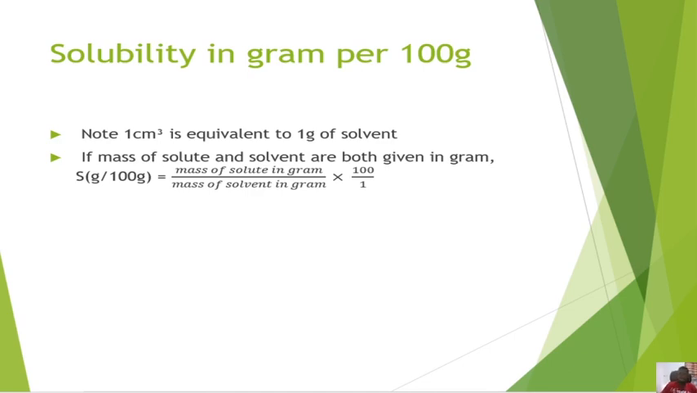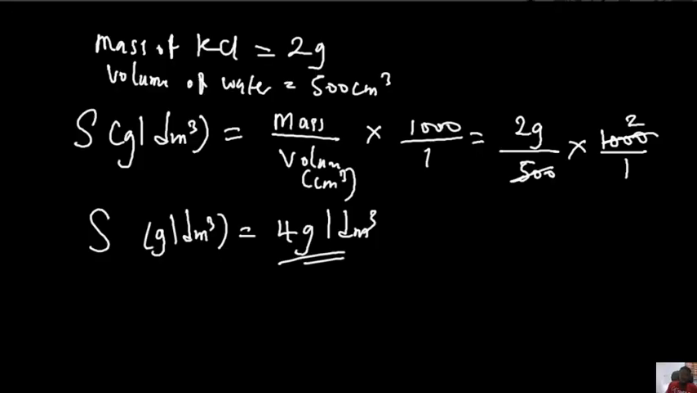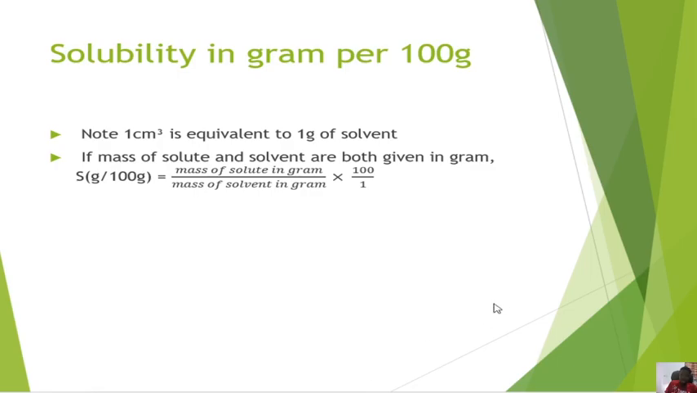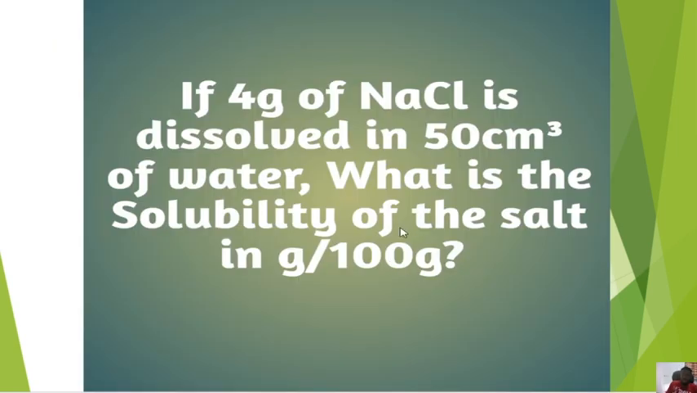However, if this is going to be a big problem for you, just apply this formula straight up and you get your answer: mass of solute in gram divided by mass of solvent in gram times 100 over 1. So let's look at a question to help us understand this concept. If 4 grams of sodium chloride is dissolved in 50 cm cube of water, what is the solubility of the salt? But note, in gram per 100 gram.